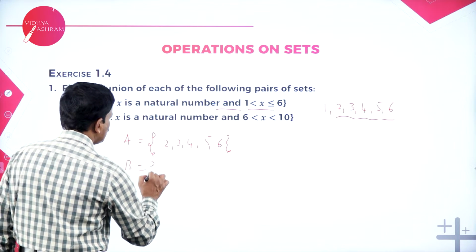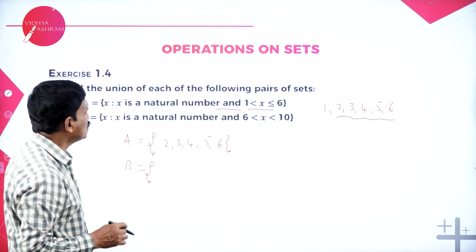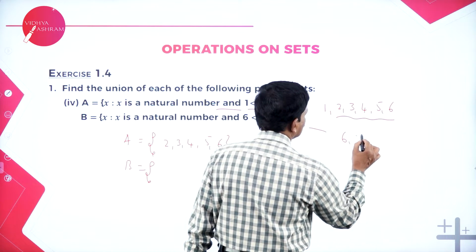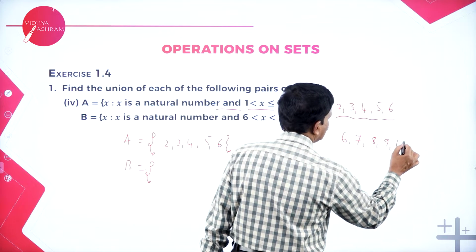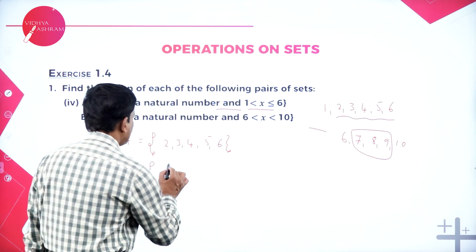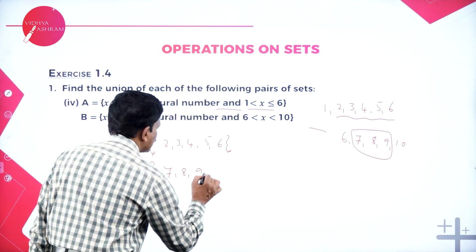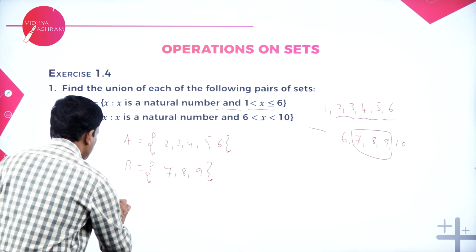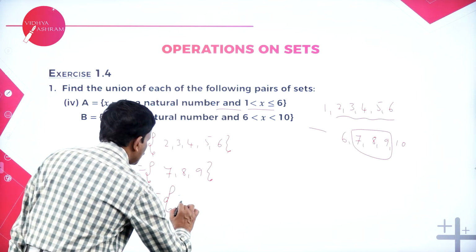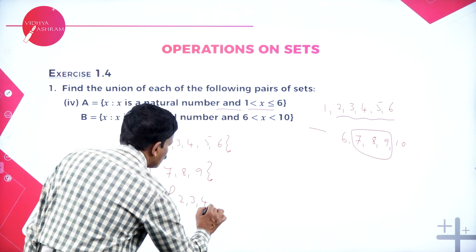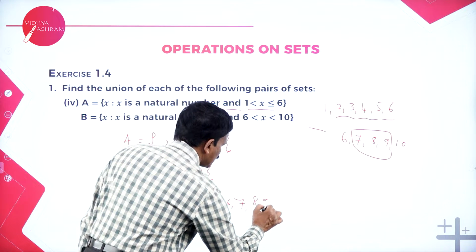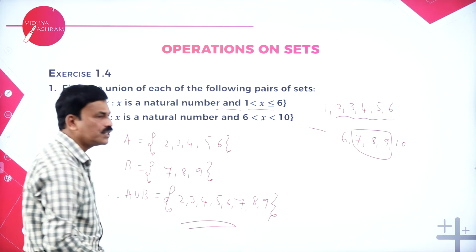Whereas B, what is B? x is a natural number which lies between 6 and 10. So, 6, 7, 8, 9 and 10. In between 6 and 10 are 7, 8 and 9. Now, therefore, the union of this is given by A union B is equal to, write down the elements 2, 3, 4, 5, 6, then 7, 8 and 9. These are the union of these sets.